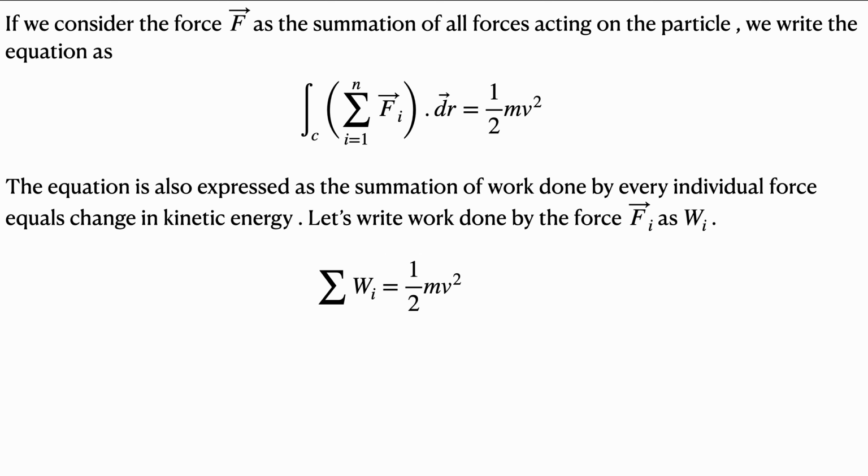If we consider the force F as the summation of all forces acting on the particle, we write the equation as integral of summation Fi from i equals 1 to n along the curve dot dr equals change in half m v square. The equation is also expressed as the summation of work done by every individual force equals change in kinetic energy. So let's write the work done by the force Fi as Wi. In this case we will write the equation as summation of Wi, the work done by individual forces, equals change in half m v square.